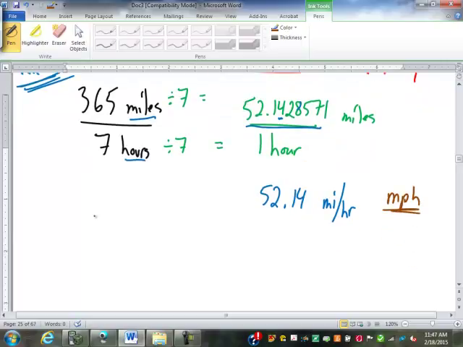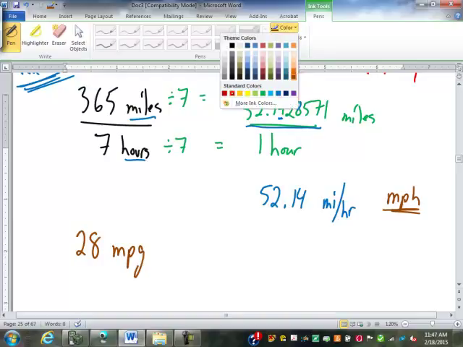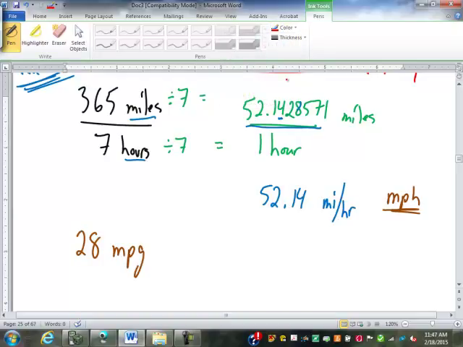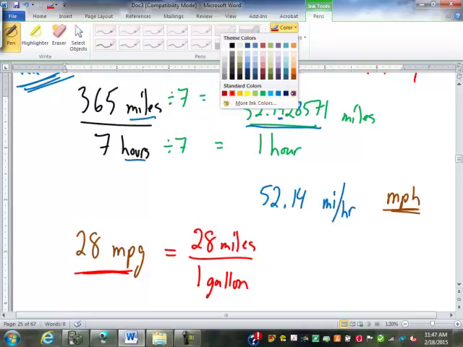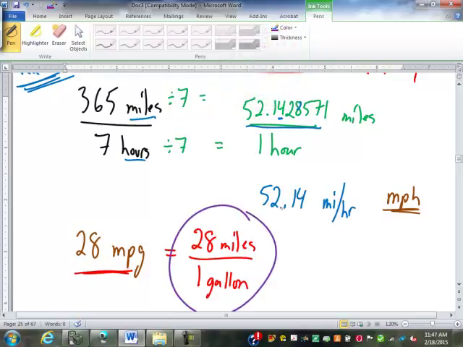For example, another rate we might have on that trip, let's say our car gets 28 mpg. What's mpg stand for? Miles per gallon. Perfect. When we see this, we need to think 28 miles per 1 gallon, because this is the form we need it in to do any calculations with it. We have to have it in that fractional form or rate form like that.